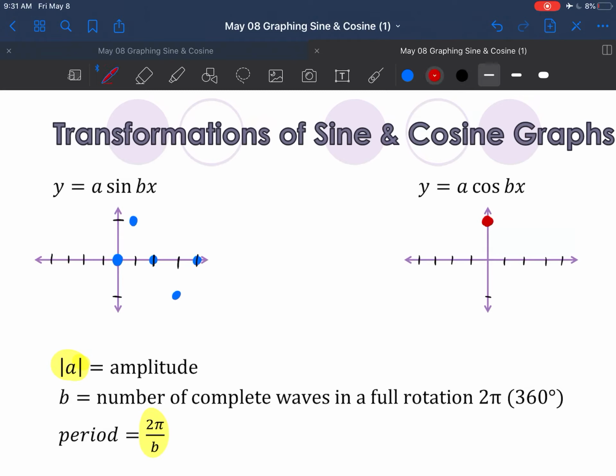Cosine, rather than starting in the middle, starts at the top and then it goes down. So it starts at the top, next mark over it goes to the middle, then the bottom, then back to the middle, then the top. So that's the difference. Sine looks like this versus cosine that starts at the top and looks like this. After that, it repeats. So you would draw an arrow at the end. And then you would continue the wave to the left side and into the negatives.